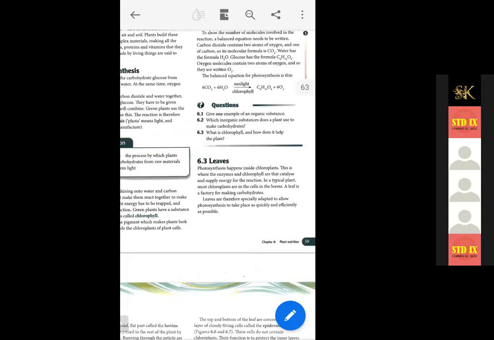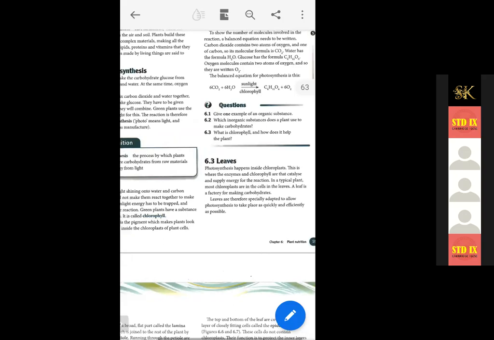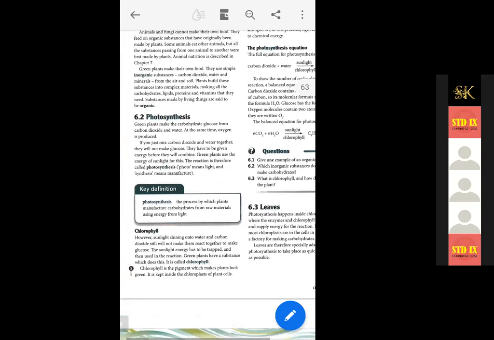And another part is diffused away from the plant body through stomata. Diffused away from the plant body through stomata.